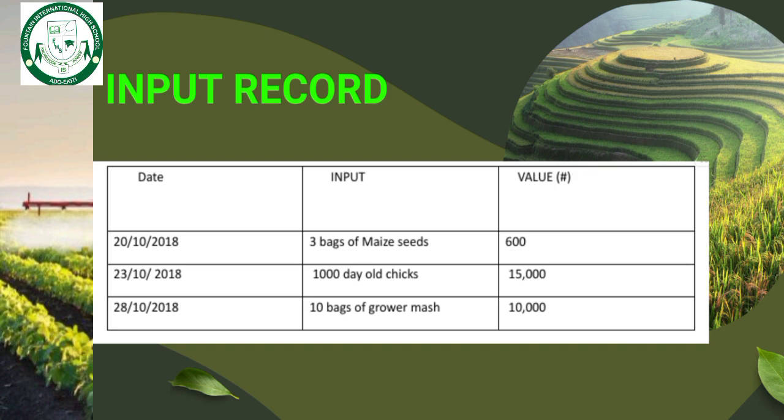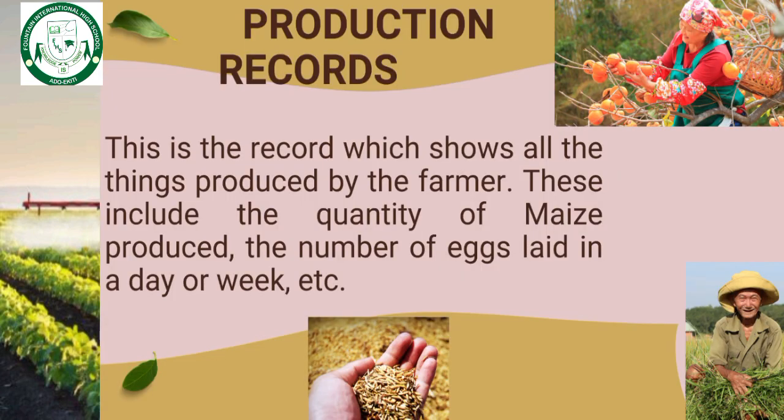Then we have another record, the production record. This is the record which shows all the things produced by the farmer. This production record is very, very important. Everything that is being produced in the farm will be recorded in this production record. It's a record that contains everything that is produced in that farm. The date of production, everything must be recorded in this production record. It includes the quantity and the type and things.